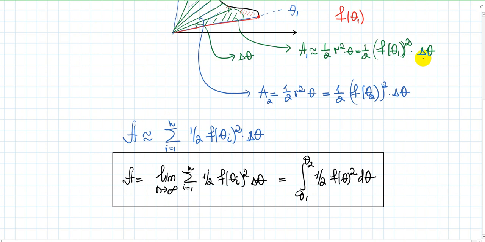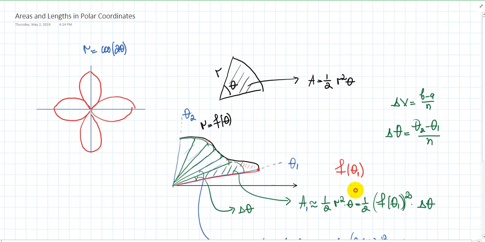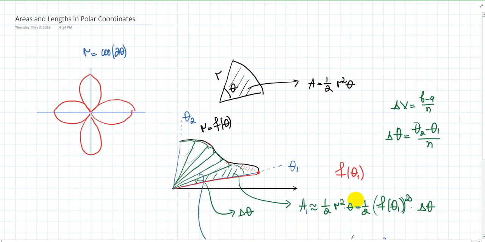Okay? So now let's go back to our example with the four leaves of the flower. I would like to find this area. Okay? This curve is given as cosine of 2 theta. In order to find this area, I need to define the angles. From which angle to which angle do I need to integrate?